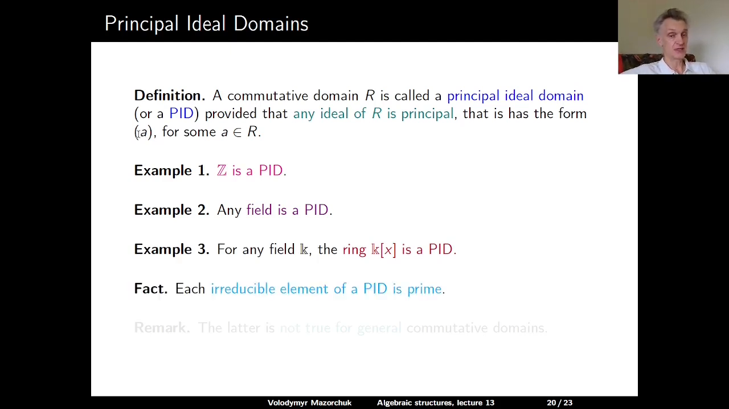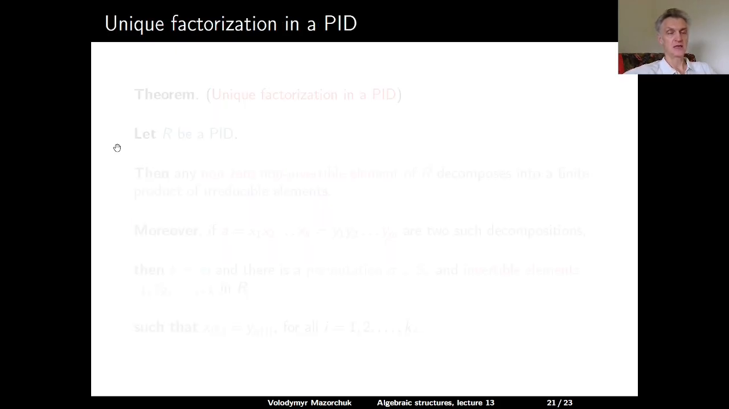And if you have a principal ideal domain, then in such a domain, every irreducible element is prime. So in a PID, the notions of an irreducible and a prime element coincide. But in general, it's not true that irreducible elements are prime. And our last claim for today, which is one of the main properties of principal ideal domains, is that in principal ideal domains we have unique factorization into irreducible elements. And that's the following theorem.